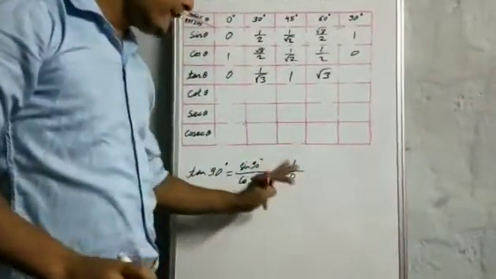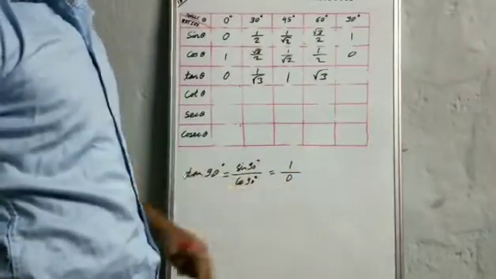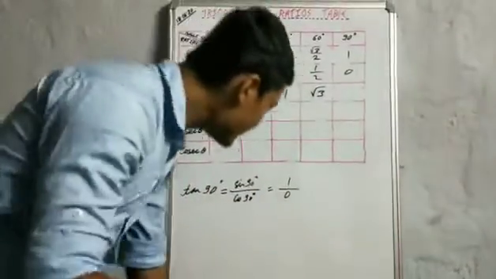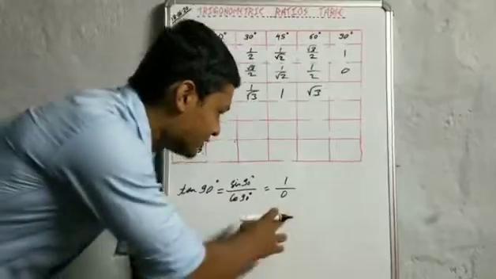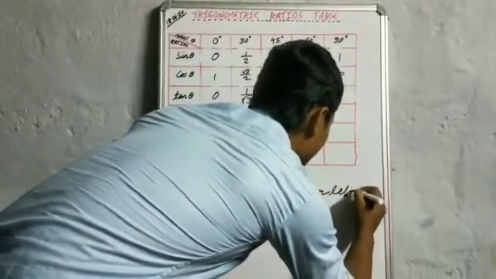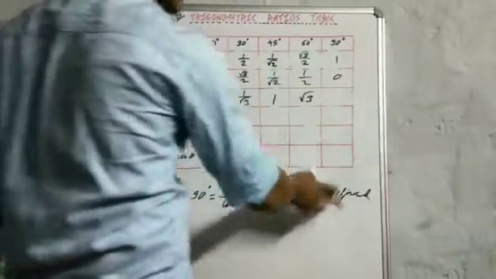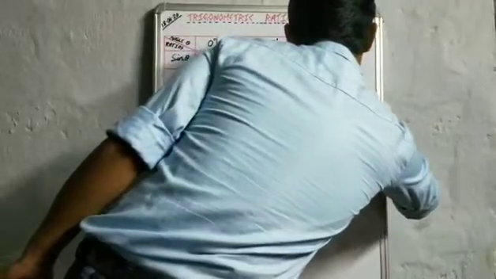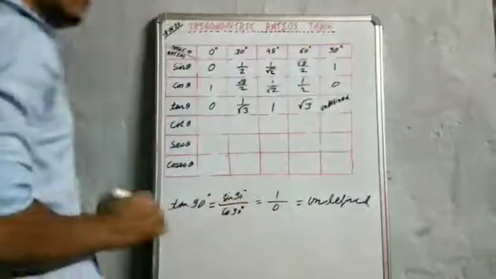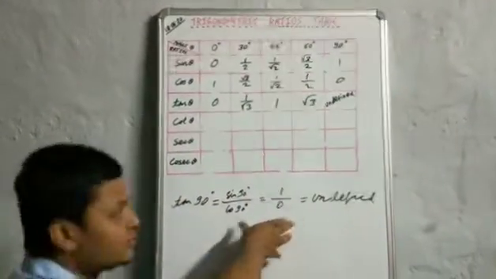Because when we divide something by 0, it will not give any answer, or it does not give any sense. In mathematical terms, when we divide something by 0, we represent it as undefined. So the answer for tan of 90 degree will be undefined. So why is it undefined? Let's understand this through an example.